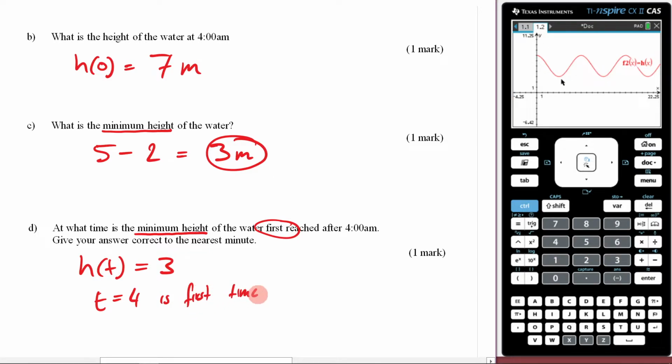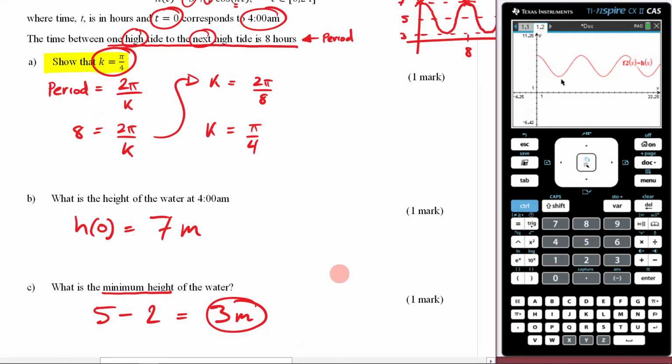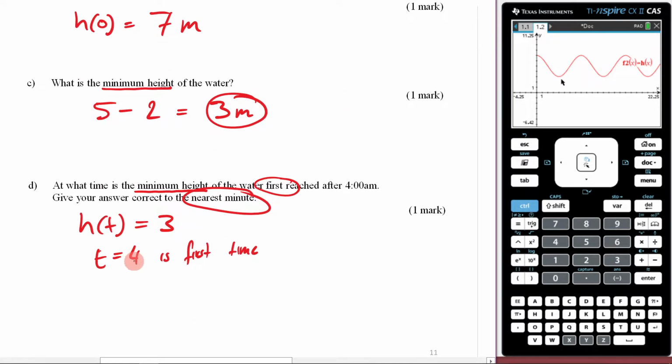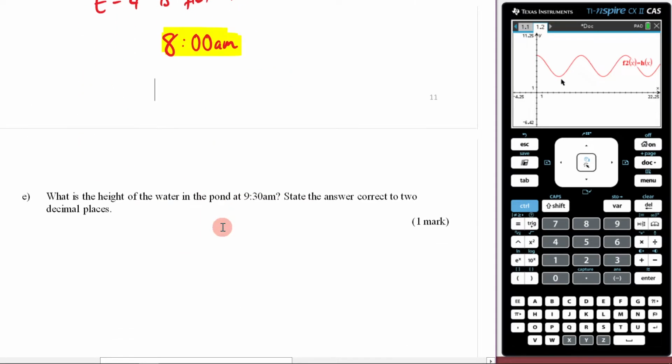Now, this is where you have to be careful again, because it wants our answer to the nearest minute. Well, if I know that t is equal to 0 is 4 a.m., I'm just going 4 hours forwards from that. So that's going to be 8 a.m. And now I've answered it as it wanted. But you have to be really careful that you're doing what it wants. It doesn't just want t is equal to 4, it wants it to the nearest minute. Right, we scroll down.